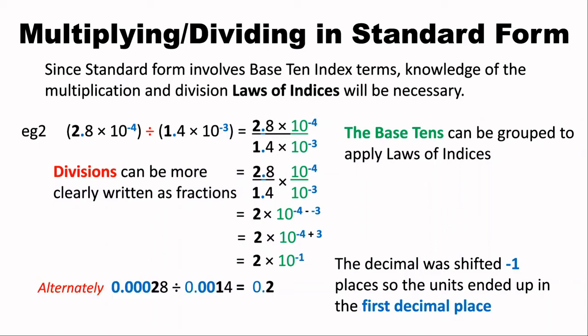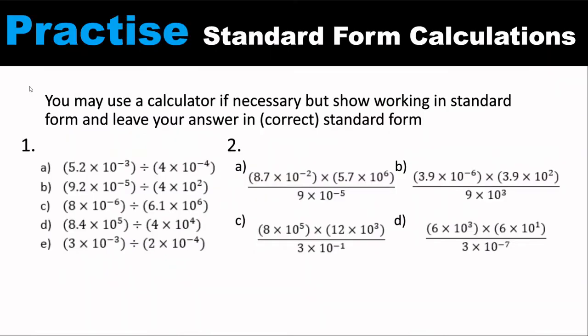Therefore, in expanded form, I could say that 0.00028 divided by 0.0014 is equal to 0.2. But I wouldn't even attempt this in long division. I'd much rather do this in standard index form. How about you? So if you've got that, let's go into the practice exercise now.